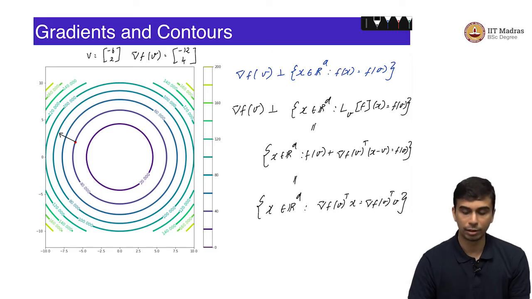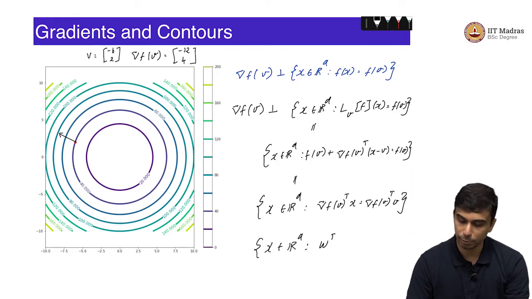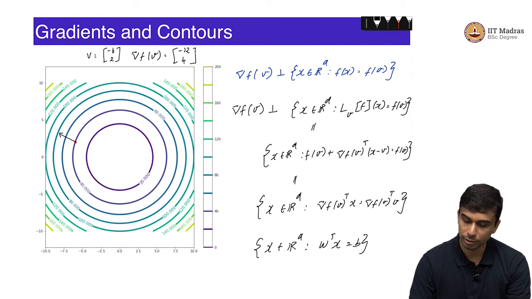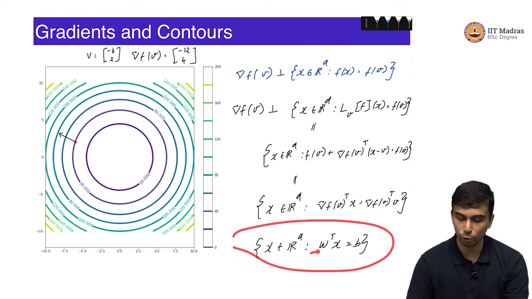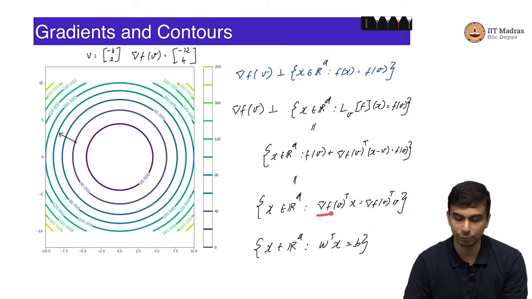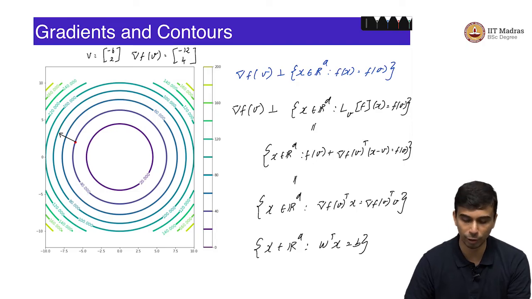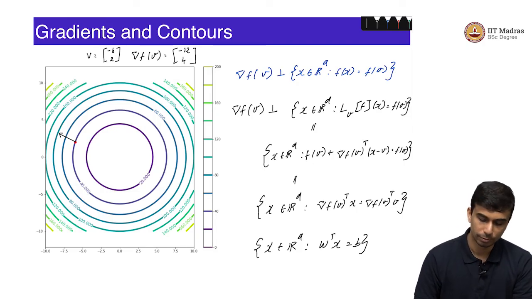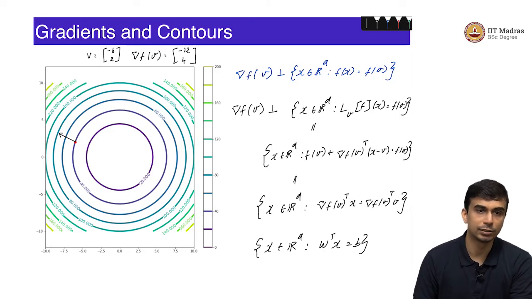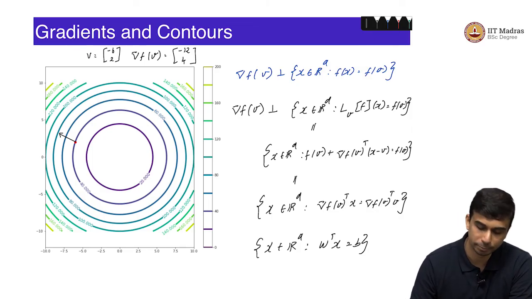And the equation of a plane is the set of x in R^d such that W transpose x is equal to b. If you have such a plane, you would already know that the vector W is perpendicular to that plane, and you can see that this is exactly of that form. Grad f of V corresponds to W. So, grad f of V is actually perpendicular to this plane, which we have proved now. Okay. So, that is the other interpretation of a gradient, that is, the gradient of a function at a point V is going to be perpendicular to the contour passing through that point.